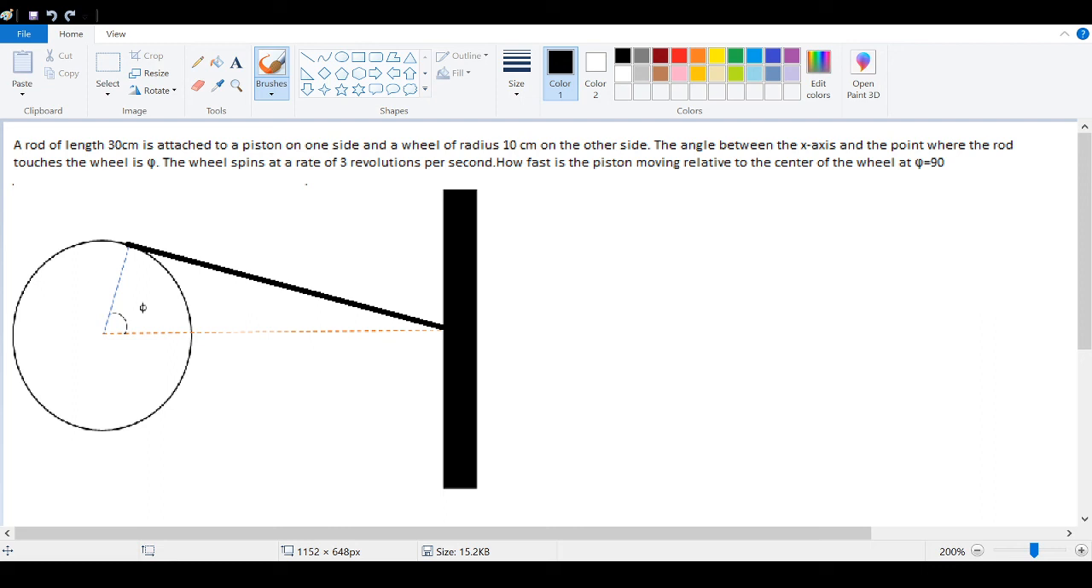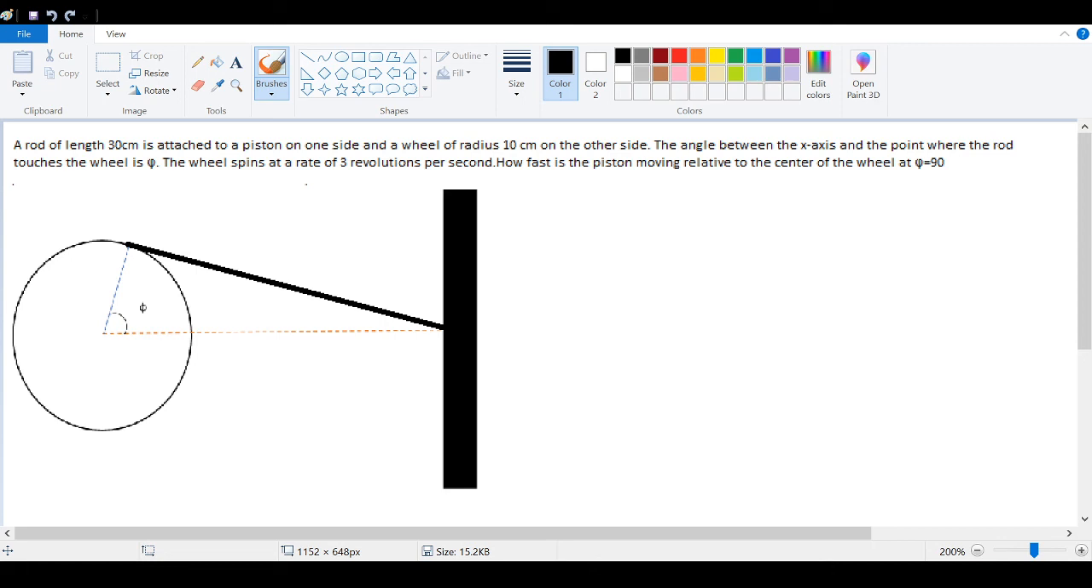This question was brought to me by one of my Calculus 1 students. A rod of length 30 centimeters is attached to a piston on one side and a wheel of radius 10 centimeters on the other side. The angle between the x-axis and the point where the rod touches the wheel is phi. The wheel spins at a rate of 3 revolutions per second. How fast is the piston moving relative to the center of the wheel at phi equals 90?